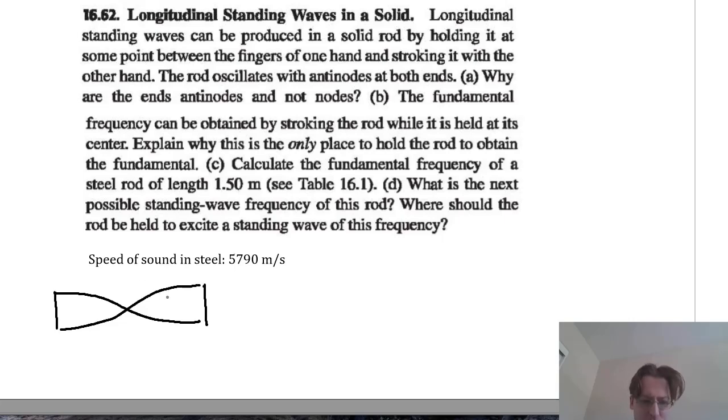Now, this is for a string where we're looking at the vibrations up and down at the ends of the string. For our rod, a better way to draw it is, here's the cylinder of the rod. The ends of it vibrate in and out. It's a longitudinal wave that we're talking about. The center doesn't move at all. It's a node at the middle. So it's just like a string with antinodes at both ends and a node in the center.